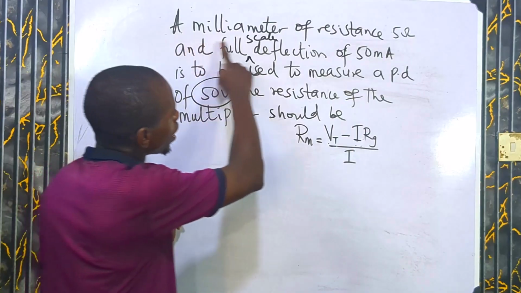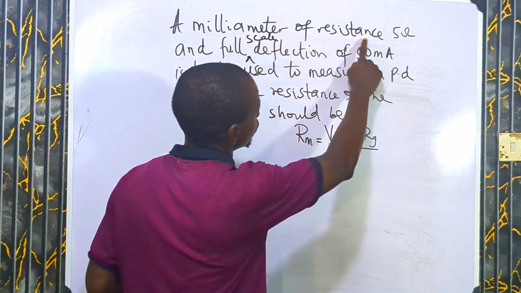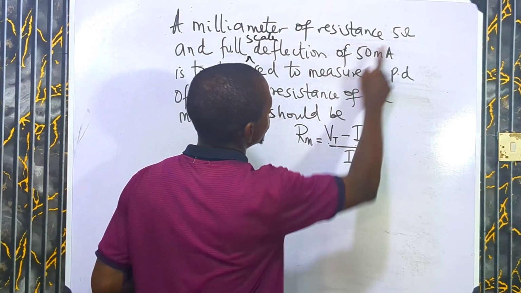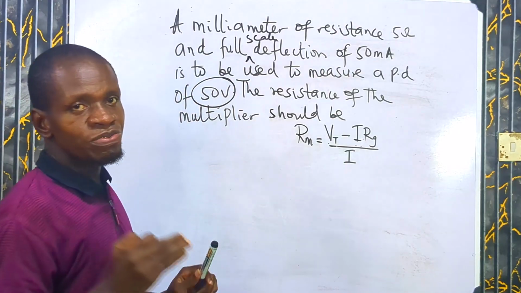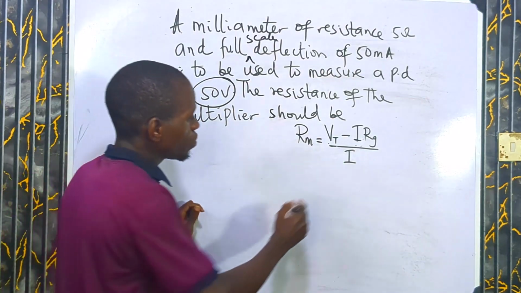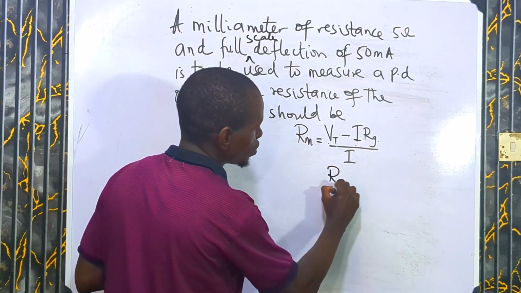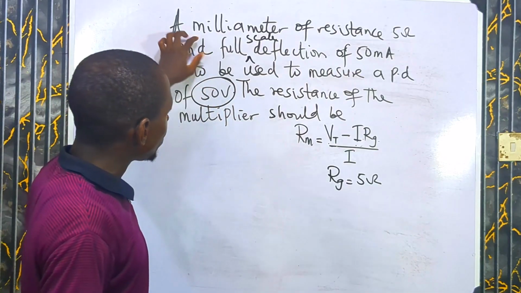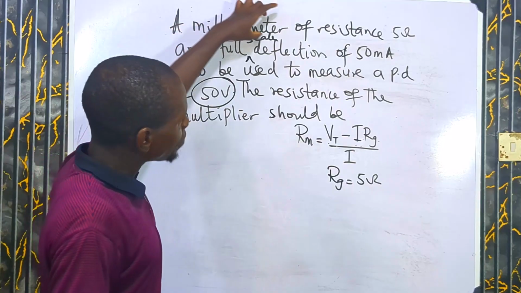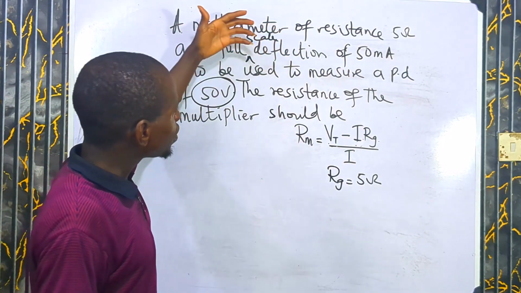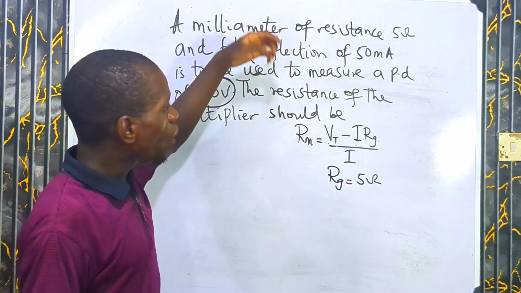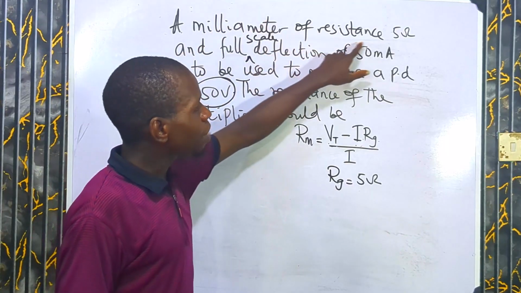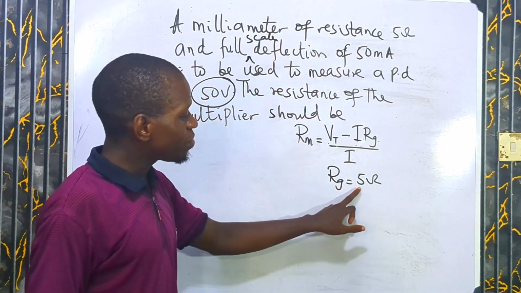Now I said that a milliammeter, which is our galvanometer, of resistance 5 ohm. This 5 ohm is called the resistance of the galvanometer. So the resistance of the galvanometer, known as Rg, equals 5 ohm. How did I know it is 5 ohm? They mentioned it here. They called it a milliammeter, and you can call it either milliammeter or galvanometer. They say this milliammeter has a resistance of how many ohm? 5 ohms. So the resistance of our galvanometer is 5 ohm.